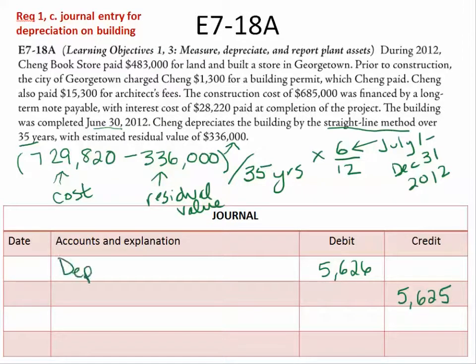The depreciation journal entry is always going to look like this. We are always going to debit depreciation expense, and we are always going to credit accumulated depreciation. Remember that accumulated depreciation is a contra asset account. It has a normal credit balance, and it goes on the balance sheet with the assets. So that was requirement 1, entry C.